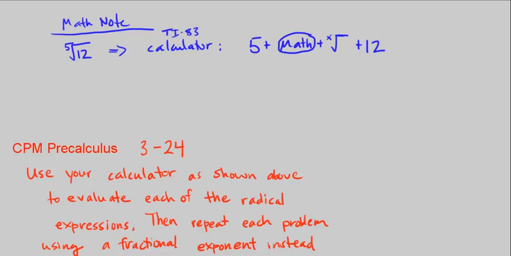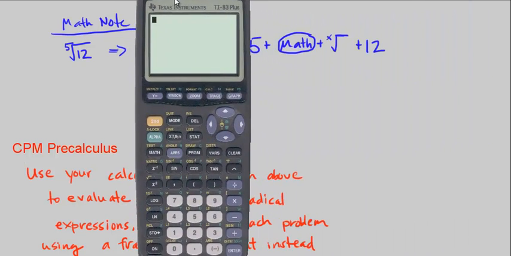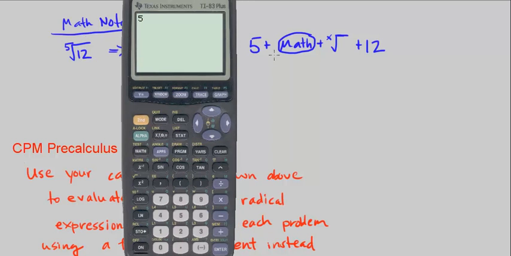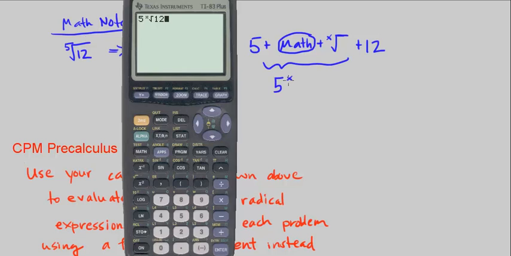So let's go ahead and do that in our calculator. We want to evaluate the fifth root of 12. To do that, we put 5, then hit the math key. Math is right here. Go down to the x root, enter, and put 12. So this is going to look like 5 x root 12. Which, when we enter, we're going to get approximately 1.64375183. All right? So that's how you do it in your calculator.